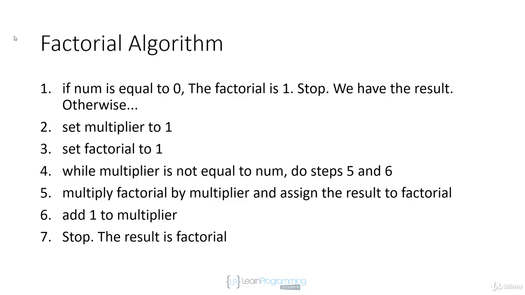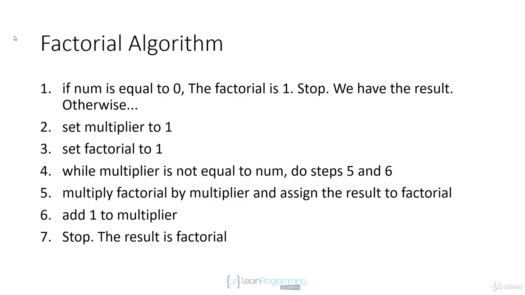Okay, so I have on the screen the factorial algorithm, the steps for calculating the factorial. We start out by saying if num is equal to 0, so if we're taking num factorial, if num is equal to 0, then the factorial is 1, and we stop. We have the result. Otherwise, we set the multiplier to 1, and we set the factorial to 1. And then while the multiplier is not equal to num, we do steps 5 and 6. We multiply factorial by multiplier, and we assign the result to factorial, and then we add 1 to multiplier.